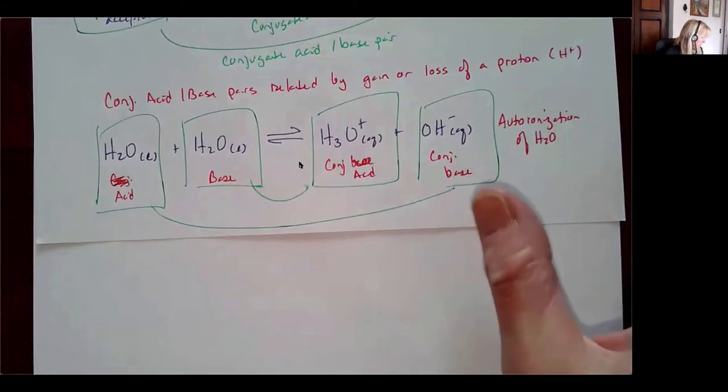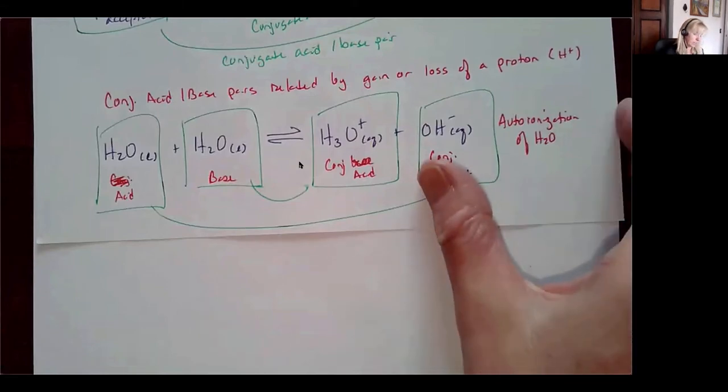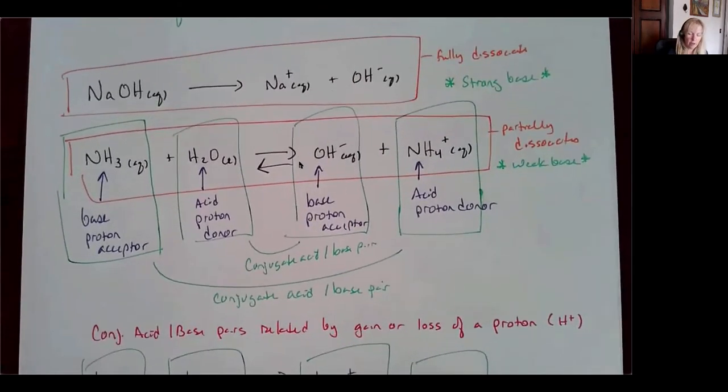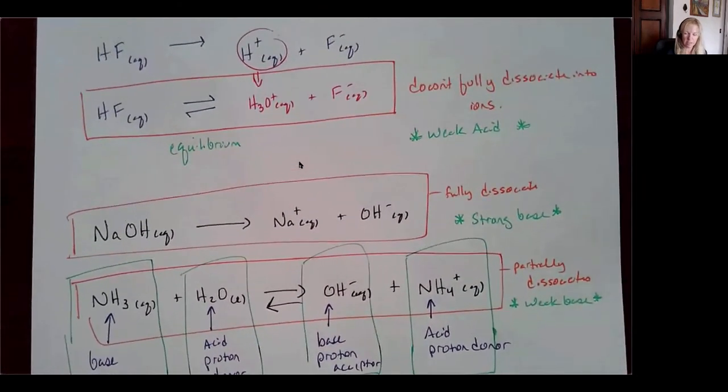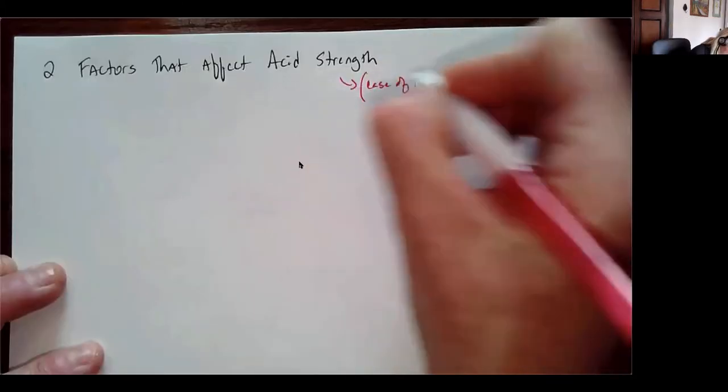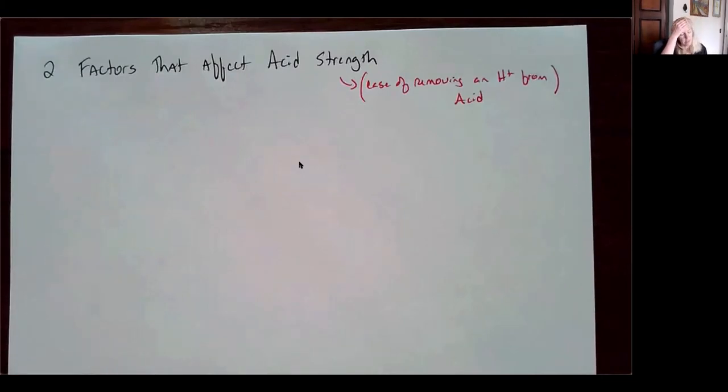So let's talk about acid strength. We know that acid-base strength is dictated by whether something will fully dissociate in water or not, but there are factors that will affect that. We have two factors, and these both affect the ease of removing a hydrogen ion from an acid.